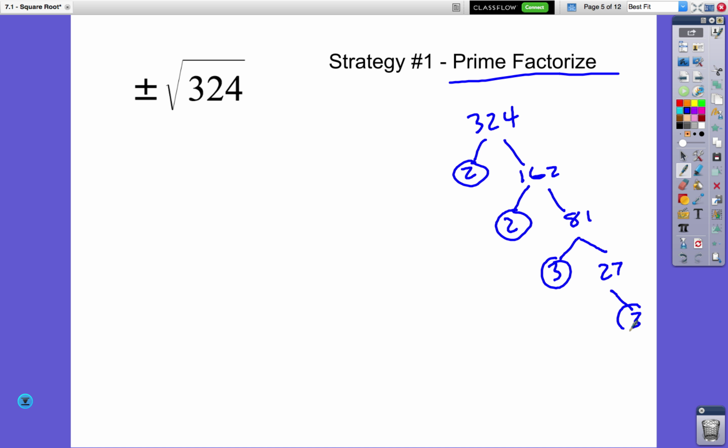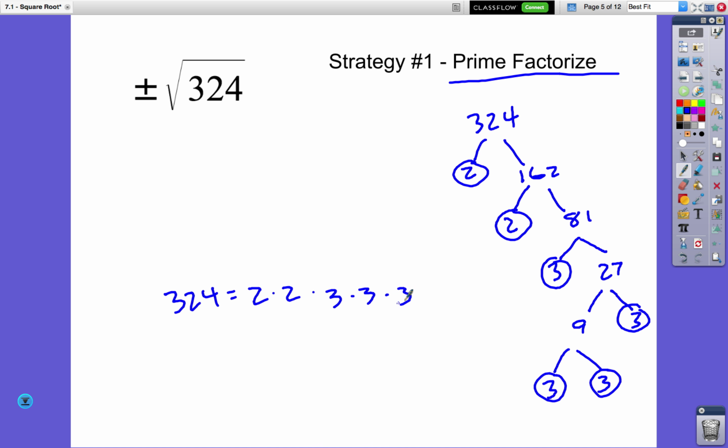27 is still divisible by 3. 27 would be 3 times 9. And then of course 9 is just 3 times 3. So if I wrote this down here, I've got 324, which breaks up into 2 times 2 times 3 times 3 times 3 times 3.